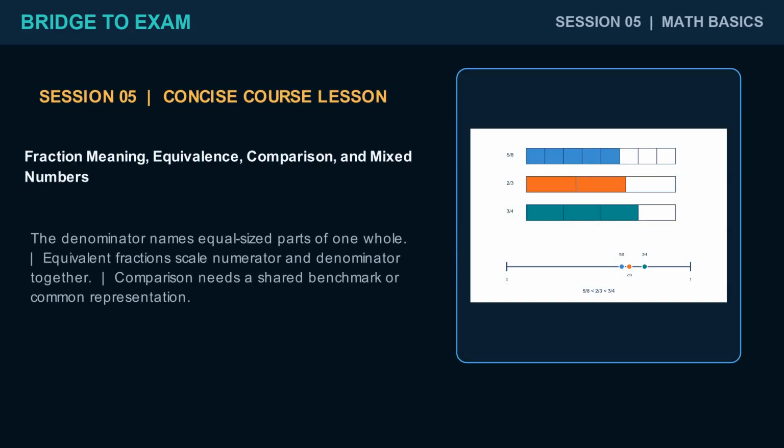Welcome to Session 5, Fraction Meaning, Equivalence, Comparison, and Mixed Numbers. Fractions describe division and relative amount. A denominator names the number of equal parts in one whole, while a numerator counts selected parts. Reliable fraction reasoning begins with equal wholes, not with mechanical rules.